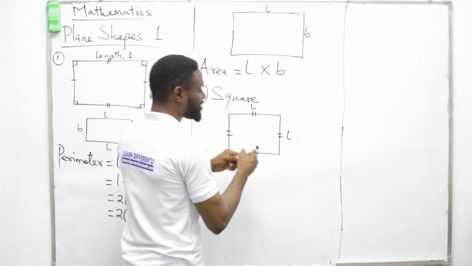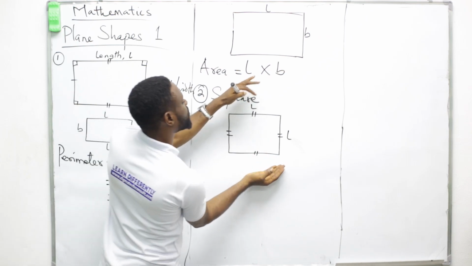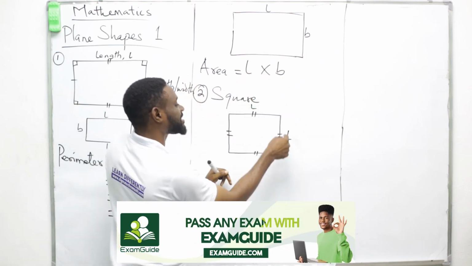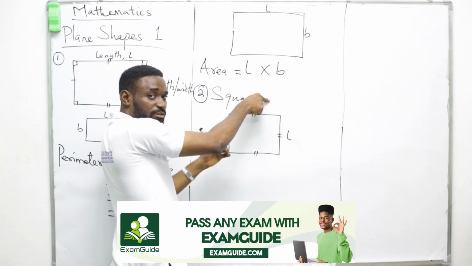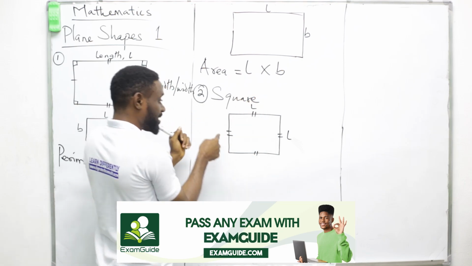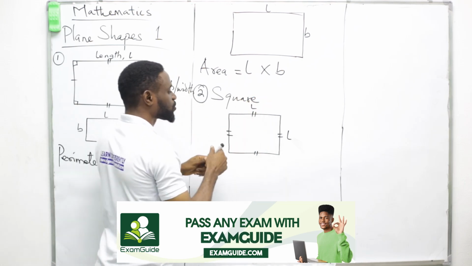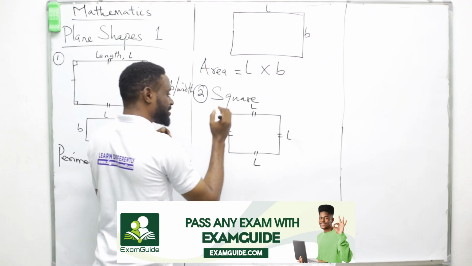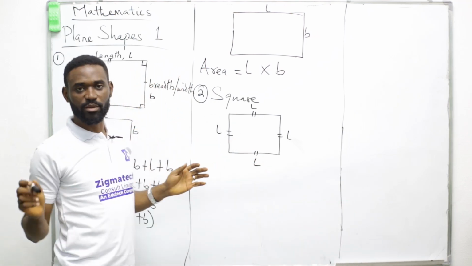So it means this square can also be kept like this. If it is kept like this, length will also be length. Do you understand? If it is kept like this, length will also be length. So all sides are all length. Do you get the point now?